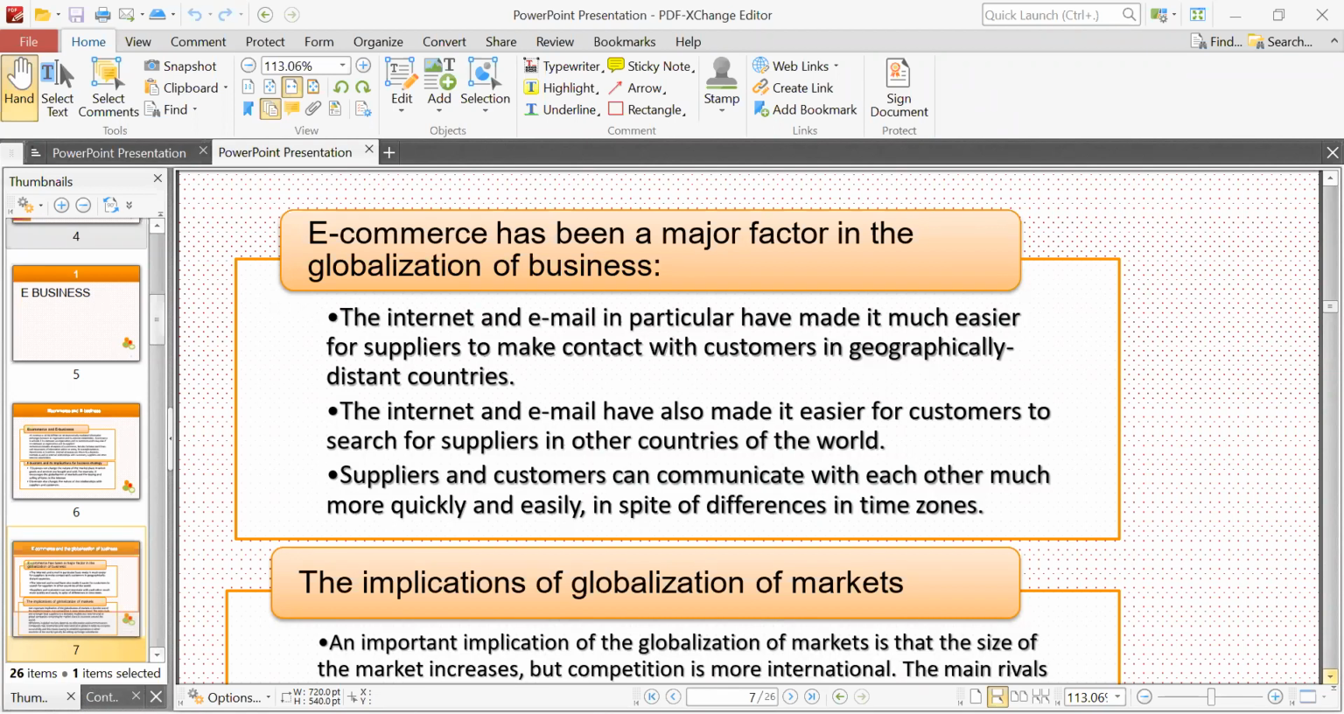The internet and email have also made it easier for customers to search for suppliers in other countries of the world. We've already mentioned that suppliers and customers can communicate with each other much more quickly. So today it's very, very easy. You can just pick up your phone, go on the internet and talk with a supplier in Azerbaijan.